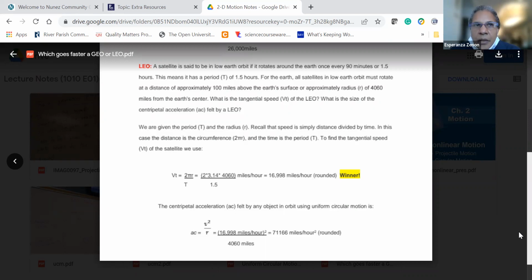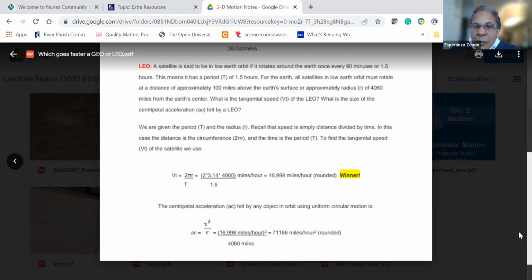just have a real rounded figure there. 16,998 miles per hour. So again, think about what that means. This satellite that's orbiting the Earth about 100 miles out from the surface, and you can actually see it on some nights, depending on where it's at. It is making a trip around the Earth once every 90 minutes, and it's covering 16,998, or roughly 17,000 miles every hour.